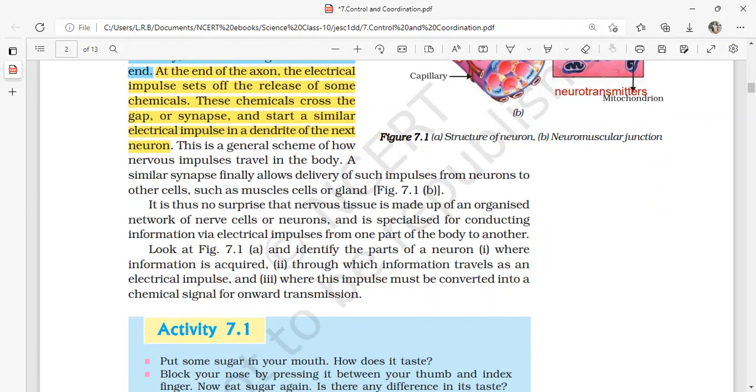A similar synapse finally allows delivery of such impulses from neurons to other cells such as muscle cells or a gland. These cells that give an effect of the electrical impulse are called effector cells. These effectors may be a gland for the secretion of a specific hormone, or a muscle for a specific movement of the body.